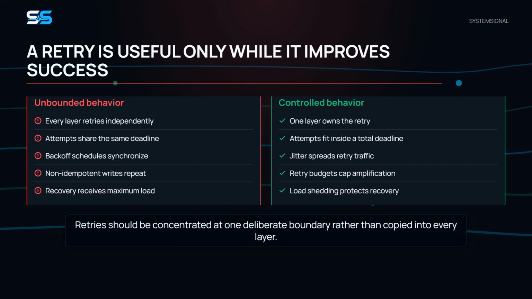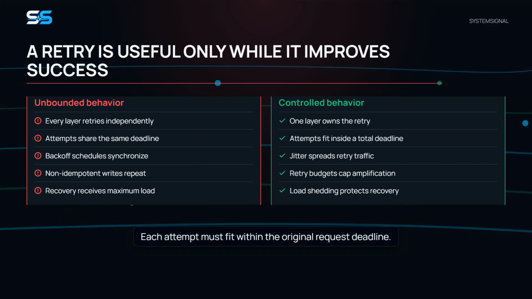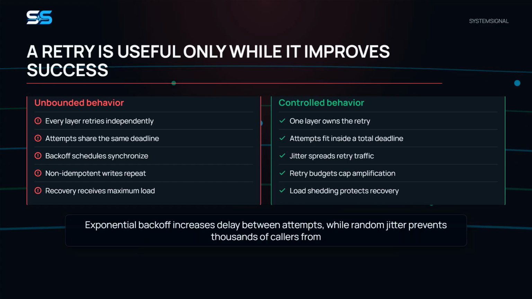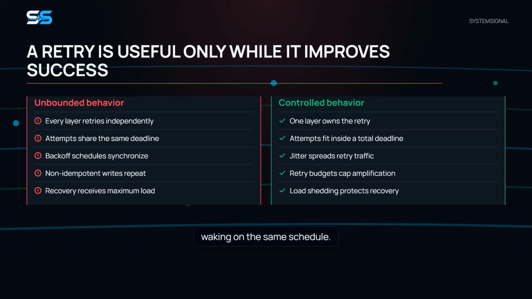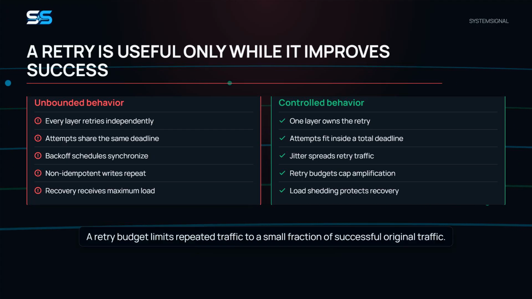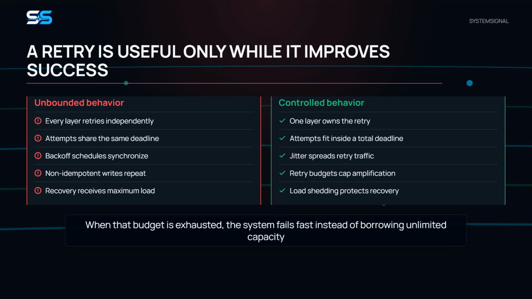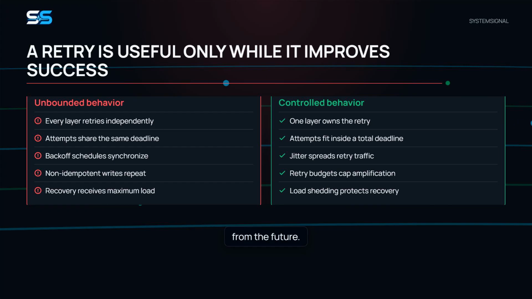Retries should be concentrated at one deliberate boundary, rather than copied into every layer. Each attempt must fit within the original request deadline. Exponential backoff increases delay between attempts, while random jitter prevents thousands of callers from waking on the same schedule. A retry budget limits repeated traffic to a small fraction of successful original traffic. When that budget is exhausted, the system fails fast instead of borrowing unlimited capacity from the future.